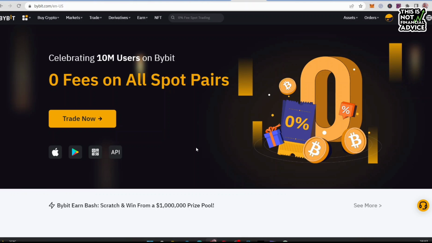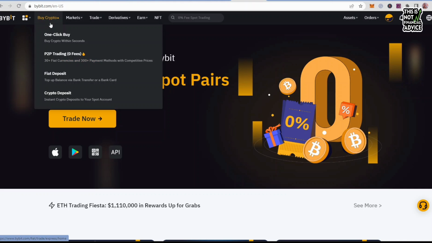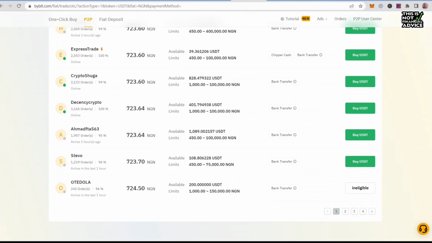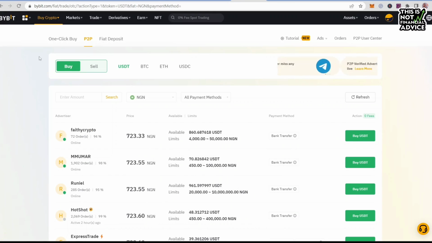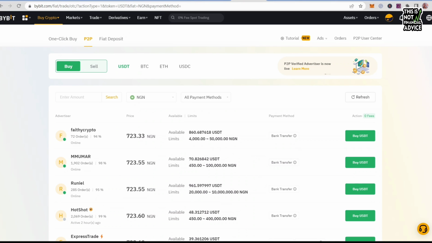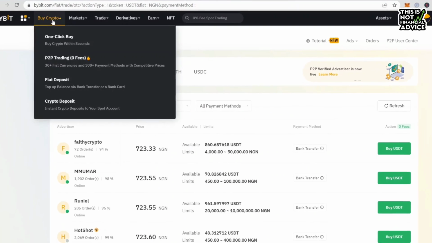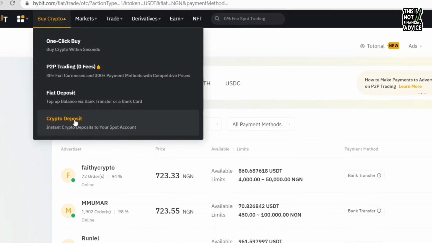So if you don't have any crypto in your wallet, you just have to come to this buy crypto section, then go to the peer-to-peer trading market. Then from this peer-to-peer trading market, you'll be able to buy crypto directly from your bank account. And also another means for you to get crypto in your Bybit account is to deposit from another exchange, which I'm going to do. So for you to deposit crypto from another exchange to this your Bybit exchange, you just have to hover around this buy crypto icon, then scroll down, and you can see this option that says crypto deposit, then you click on it.